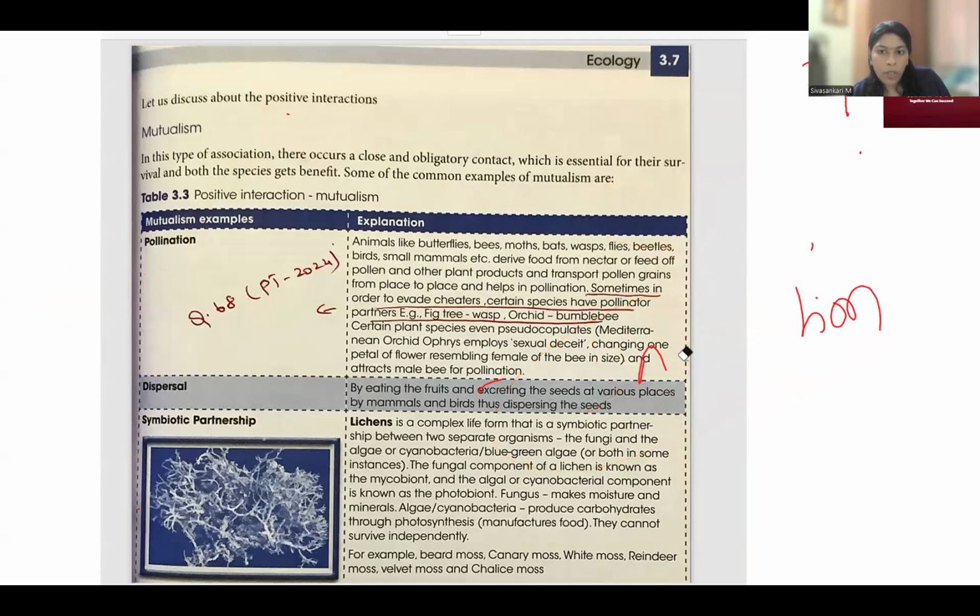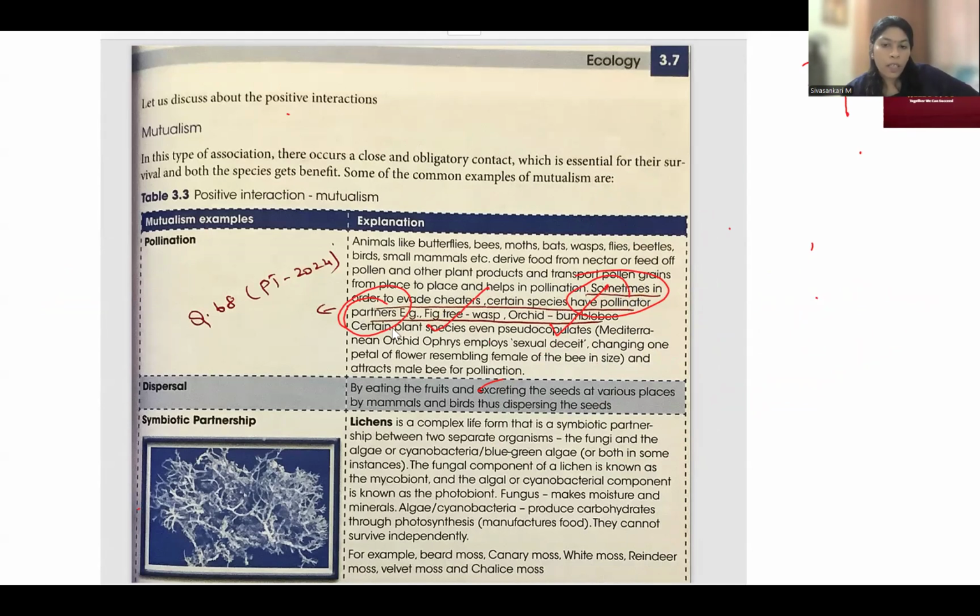Pollination. Under pollination, you can see that animals, sometimes in order to evade the cheater, certain species have pollinator partners. Fig tree and wasp is the correct option. There was an article related to it, where there is co-evolution of the wasp along with the fig tree. Then only you can protect the fig tree, otherwise it will go away.